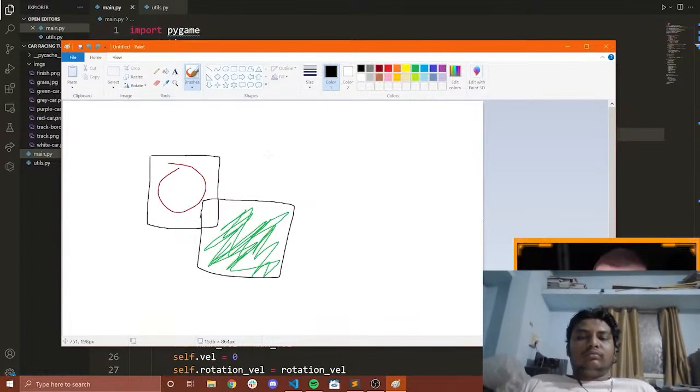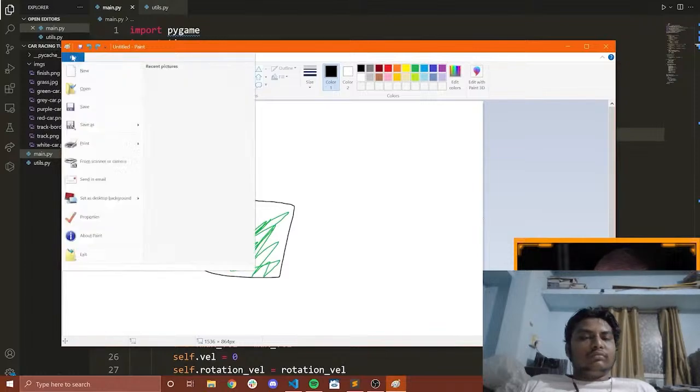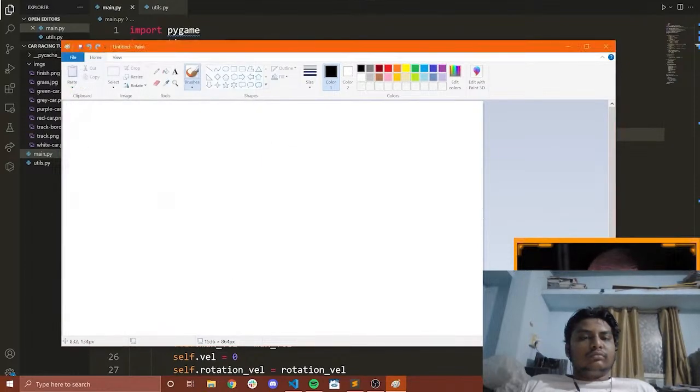Now, the point of a mask is that rather than performing rectangular collision like this, we can simply check if pixels that are not transparent are overlapping in rectangular regions. So let's clear all of this, and now let's look at an example of a mask.